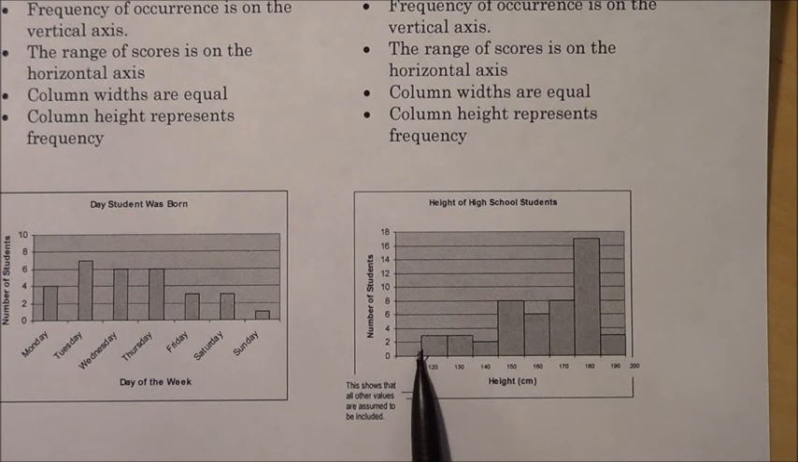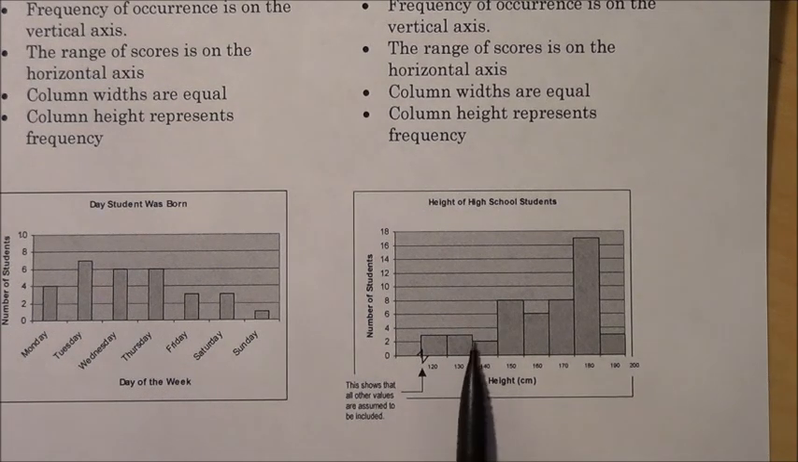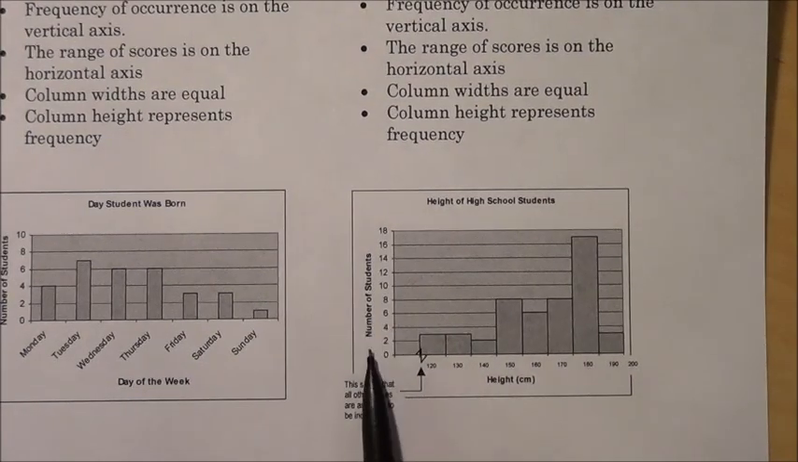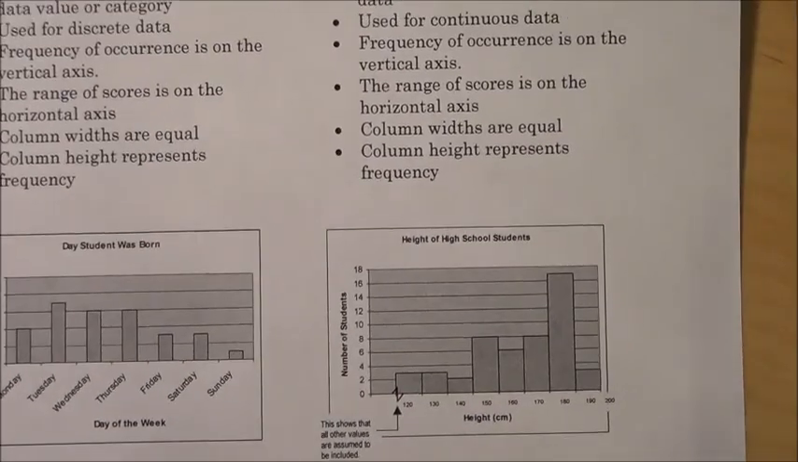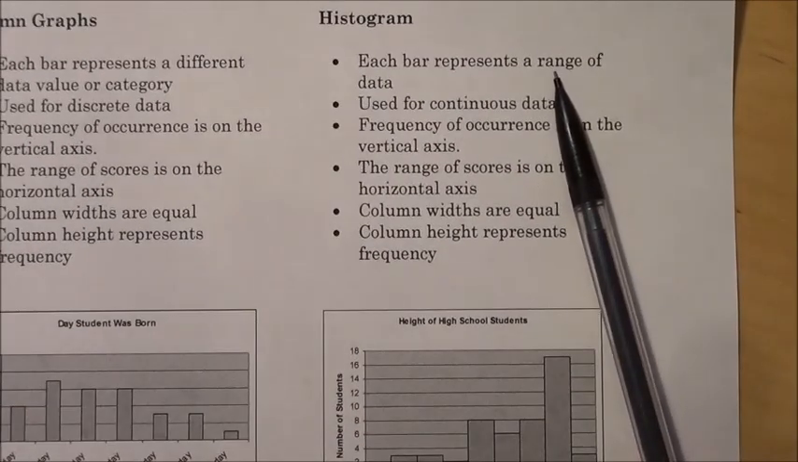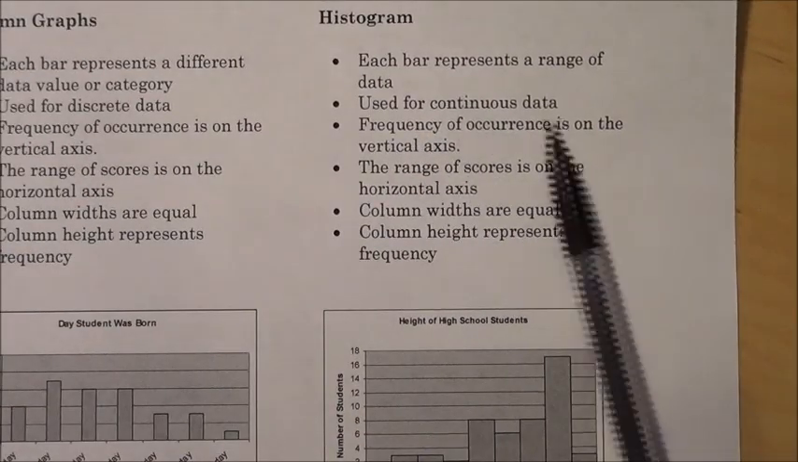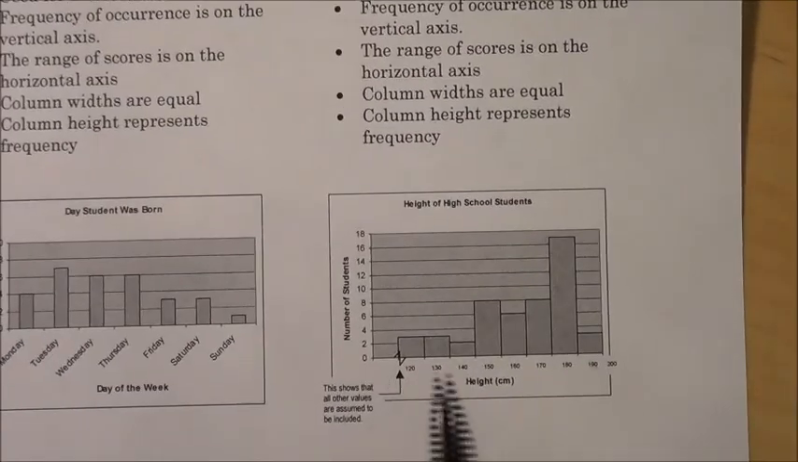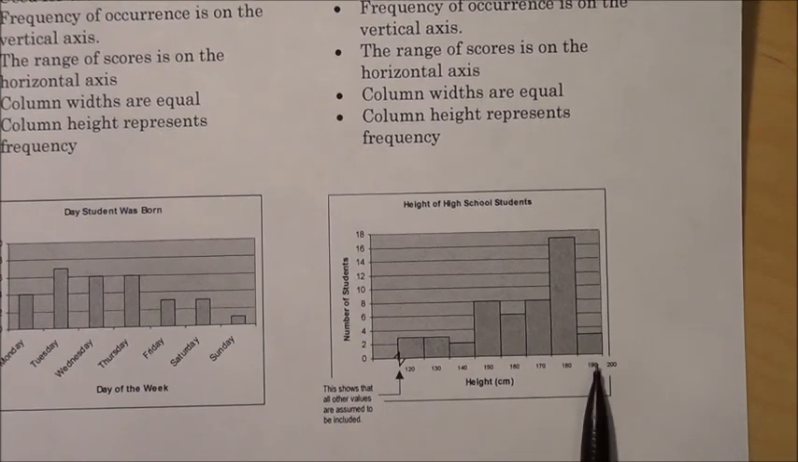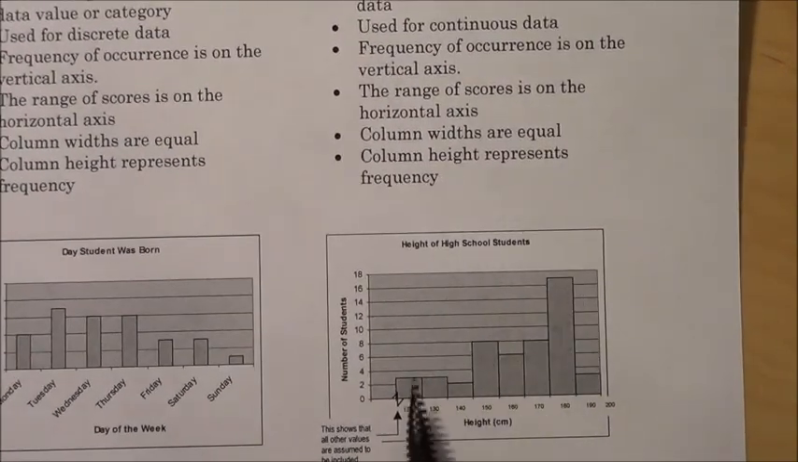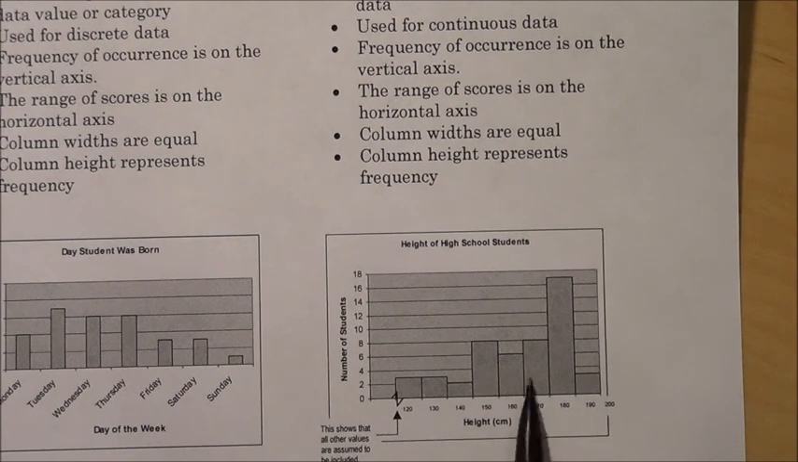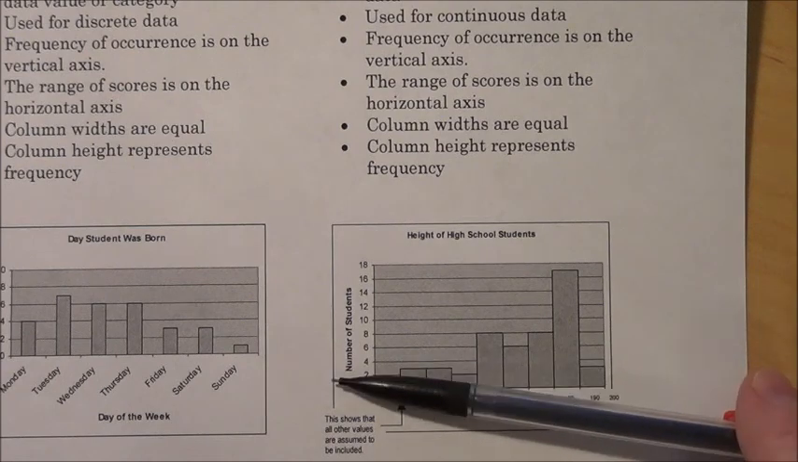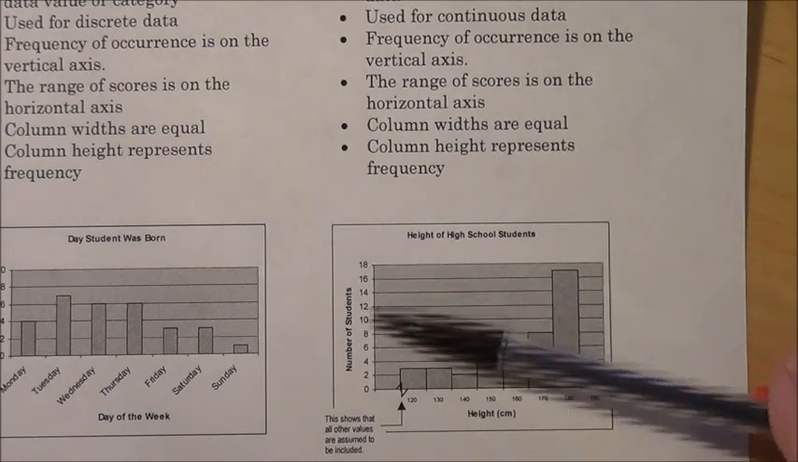And then we can just set up how high the bars should be according to the frequency, the number of responses at different heights. Okay, so each bar represents a range of data. They're used for continuous data. The frequency, again, is along the vertical axis. The range of scores along the horizontal axis, this time numerical. And column widths are equal again, so each of these columns are going to be equal in width, and the column height, again, represents the frequency, if you just follow along to the frequency axis.